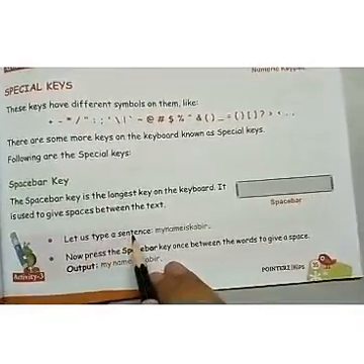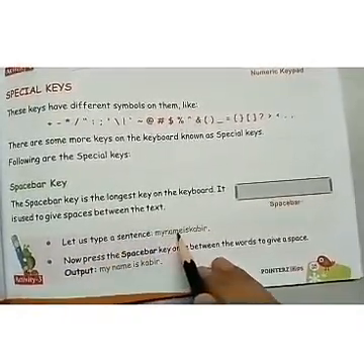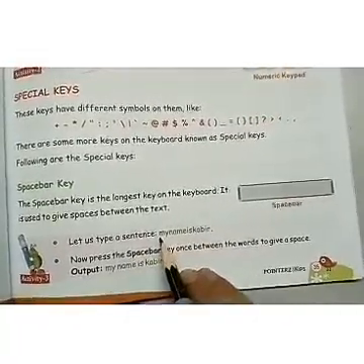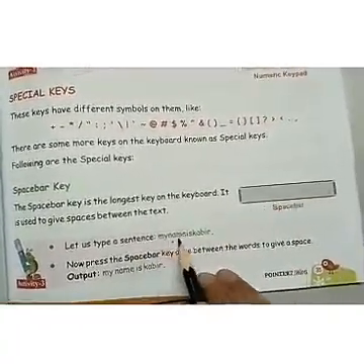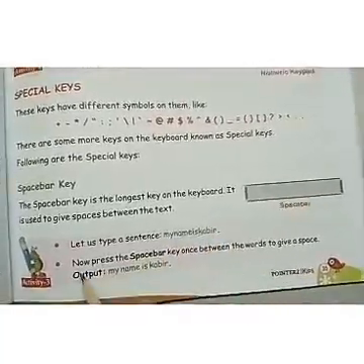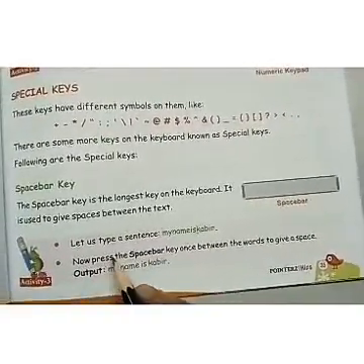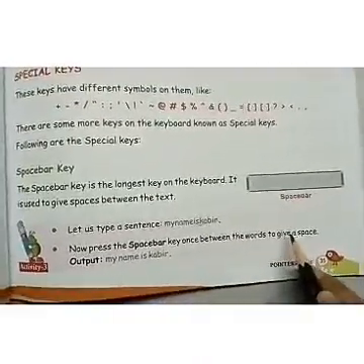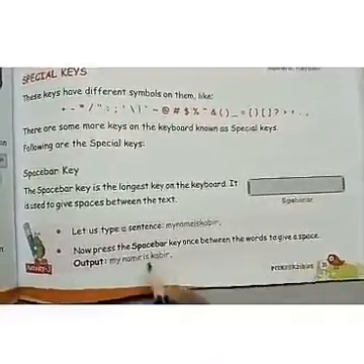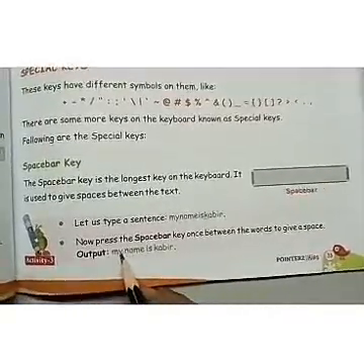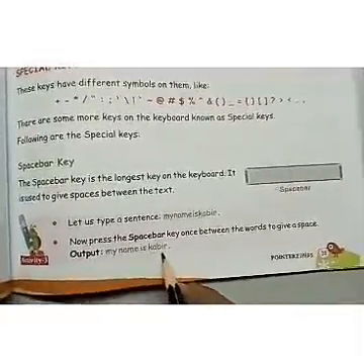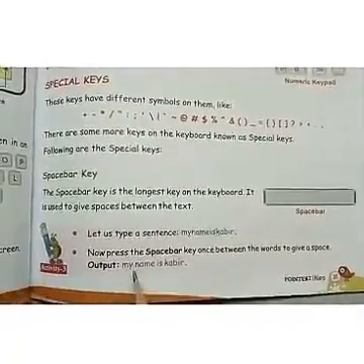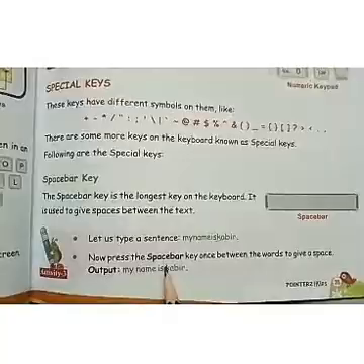Let's type a sentence. MYNAMEISKABIR. Now when you read this sentence, it is not clear. So now after pressing the space bar key once between the words, we can give space between the words, and the output will be my name is Kabir. So in this way we can give space between the words.